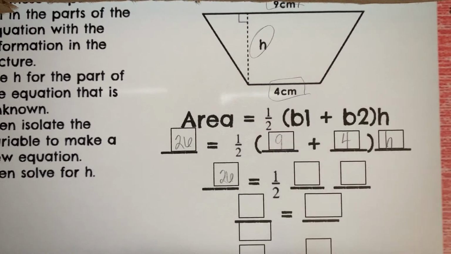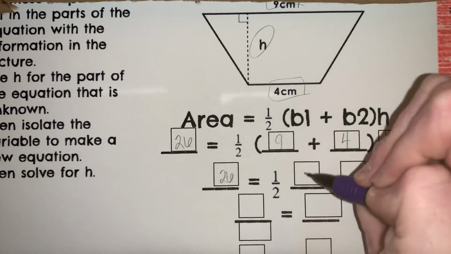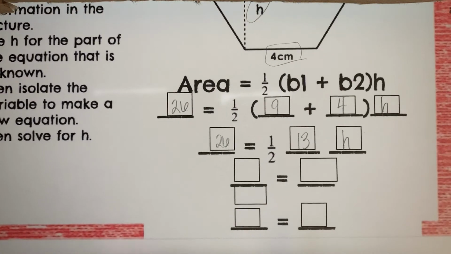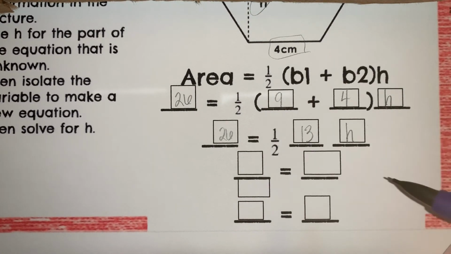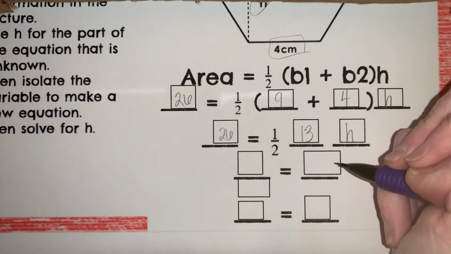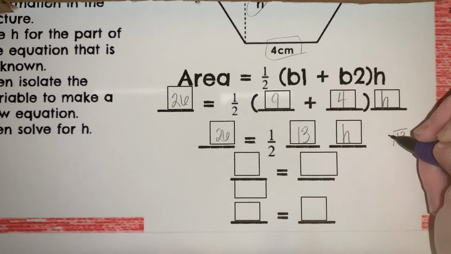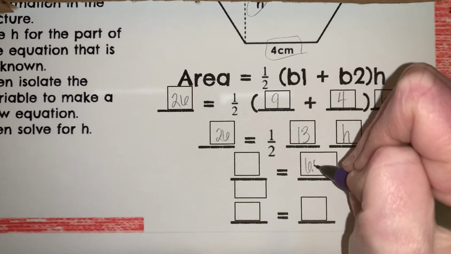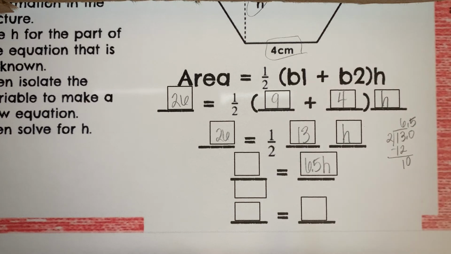This is 26. We're going to go ahead and add 9 plus 4. And 9 plus 4 is 13. So half times 13 times H, the height, which we don't know what it is yet. From here, we're going to go ahead and half 13. Okay, half of 13. If you divide it by 2, it is 6.5. So we have 6.5H and 26.